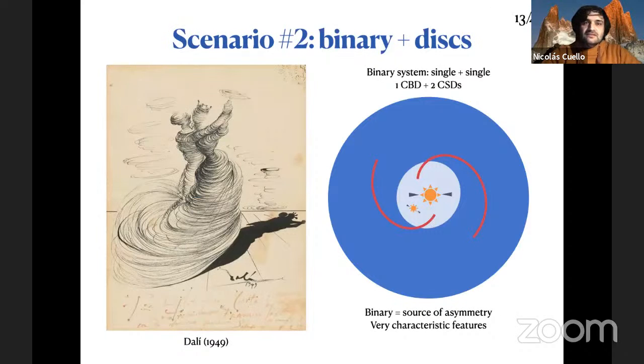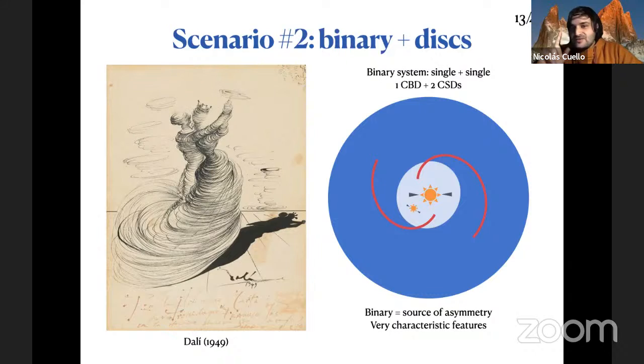Well, now in scenario number 2, we have a binary, so 2 stars and several disks. I was almost shocked when I saw this picture by Dali, this drawing, which I think is fantastic, because you can see that there are 2 dancers. This is an analogy with the dance, orbiting around each other. Each of these dancers has its own disk, and you have an outer disk, in this case the dress, which seems to be eccentric, and you have these flows. This is a wonderful drawing in my opinion. Dali would have been a great astrophysicist, I think.